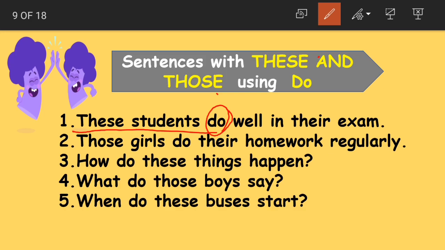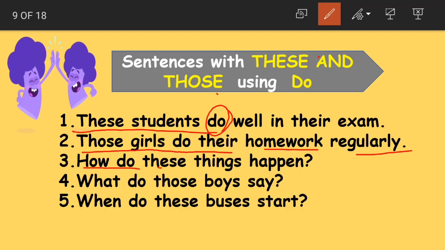Okay. Those girls do their homework regularly. Suppose the last bench students are girls. So the teacher wants to say that those girls do their homework regularly. Okay, children, clear? Understood? Yes, now.